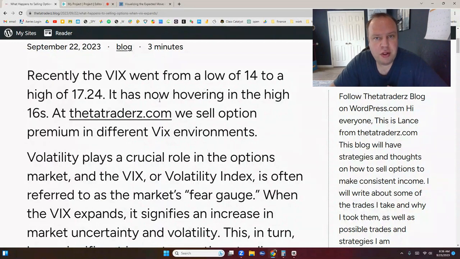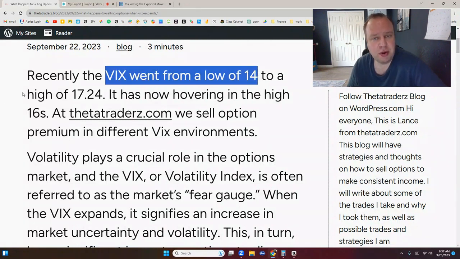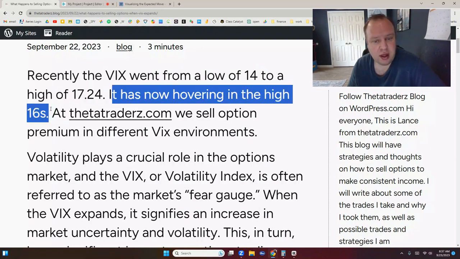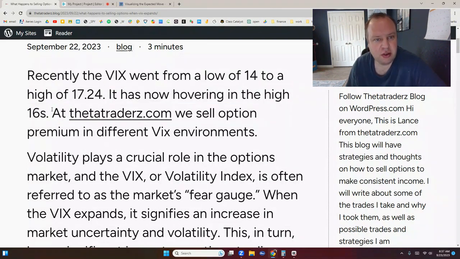All right, so I'm going to review this blog post that I wrote yesterday. Link is in the description down below if you want to read through it. So recently the VIX in the beginning of the week went from a low of around 14 to a high of 17.24. Pretty dramatic increase in a week. And then it's now in the mid to high 16s at close on Friday.